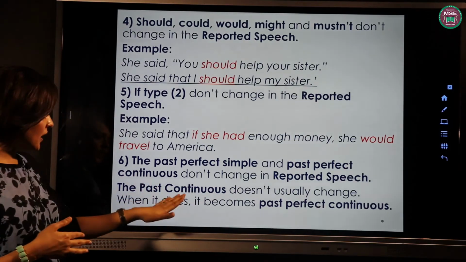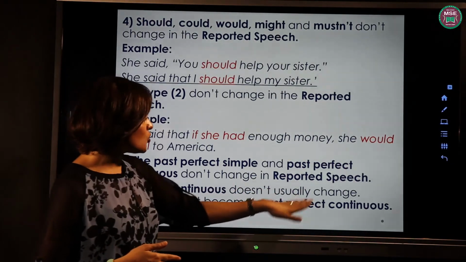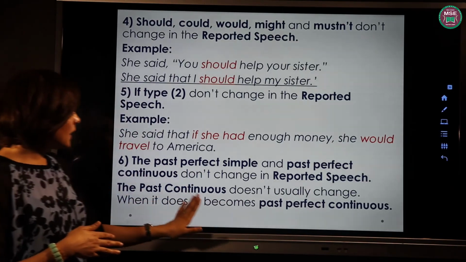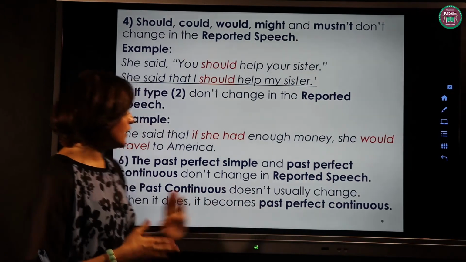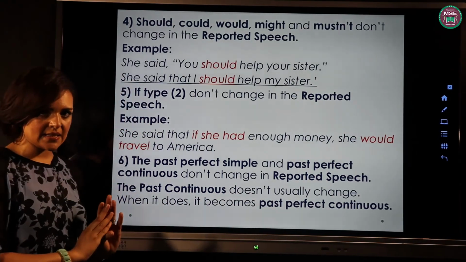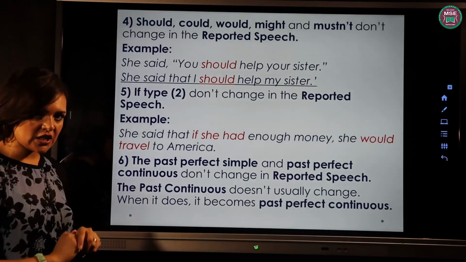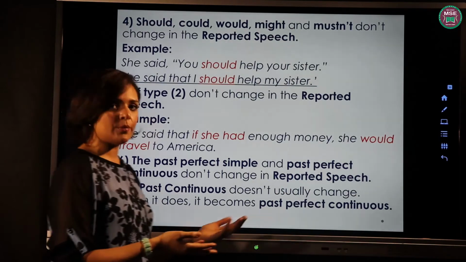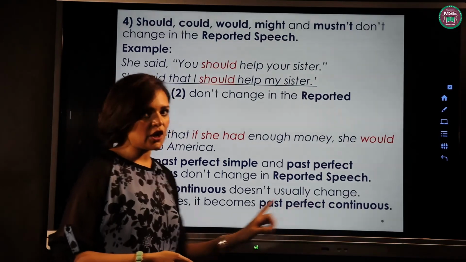The past continuous does usually change. When it does, it becomes past perfect continuous. So we can leave the past continuous as it is. When we find past continuous, we can leave it as it is, but it is more preferable to be past perfect continuous.